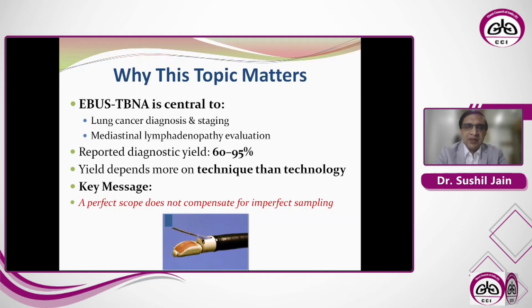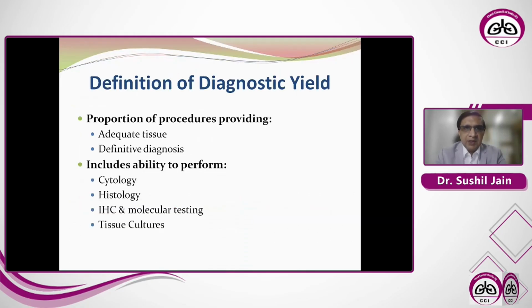And the reason for it is that if you don't do the procedure well, your diagnostic yield may be as low as 60%, while if you do the procedure well, your diagnostic yield can reach as high as 95%. So the yield depends more on technique than technology. The key message here is a perfect scope does not compensate for imperfect sampling. That's very important for all of us to understand. So you need to do the procedure very well to get a good diagnostic yield.